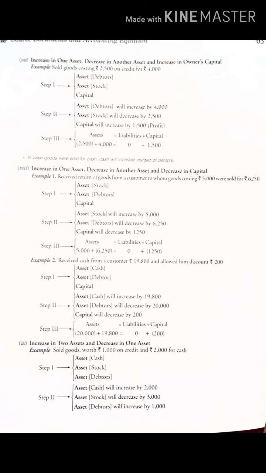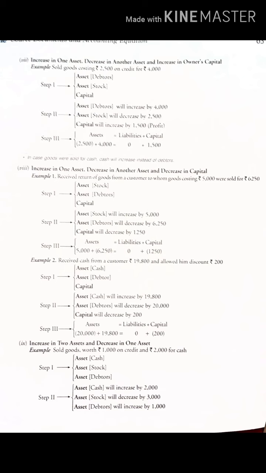Okay. Now next example. Increase in 2 assets and decrease in 1 asset. Fine. Sold goods worth rupees 1,000 on credit and 2,000 for cash. Now assets: cash, stock, debtors. What are being affected over here? 3 things. Assets, cash, again assets, stock, again assets, debtor. Now we'll see the effect in the second step. What happened? Cash, we are receiving cash, no doubt increase. Stock is decreasing. Why? Because goods are going. Okay. So now stock will be reduced.